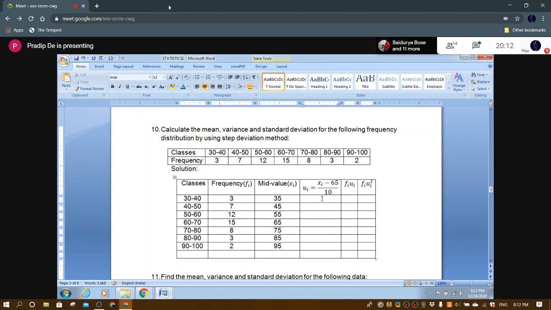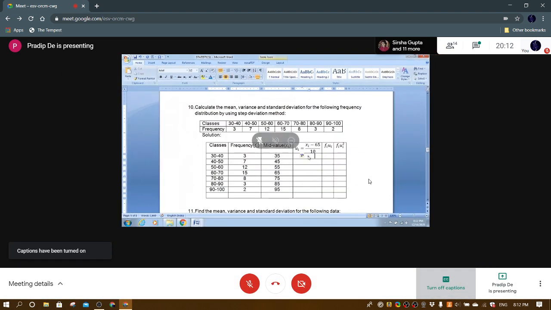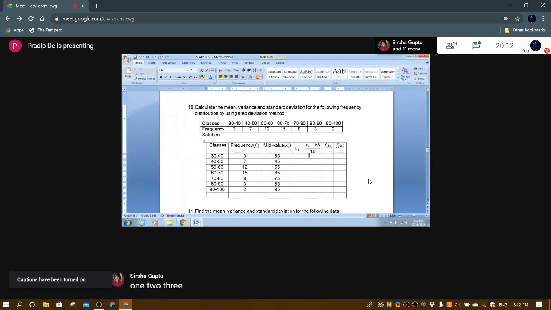So what are the values? From the experience of class 10, tell me, what should it be? This one minus 3. Yes, minus 3, minus 2, minus 1, 0, 1, 2, 3. It's similar to mean calculation.